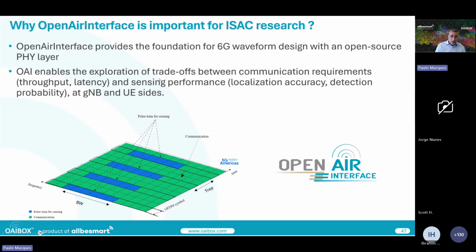OAI enables the exploration of the trade-offs between communication requirements, throughput and latency, and sensing performance, localization accuracy and detection probability at the gNodeB and the UE. So there is a trade-off between the performance of the data and the performance of the sensing. So this requires a lot of research and experimentation where testbeds are needed.